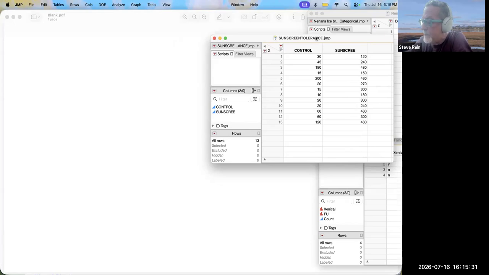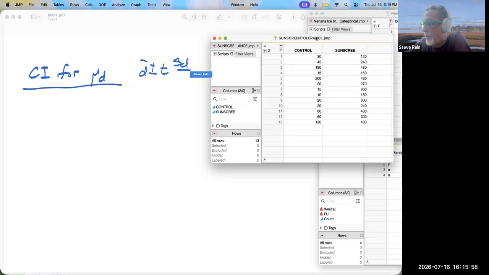Okay, so last time we did a confidence interval for the unknown mu sub d, the mean of the differences, like literally the average amount of extra time that you could be in the sun until sun damage occurs. That's really what mu d is. So last time, that was d bar plus or minus t times s d over the root of n.